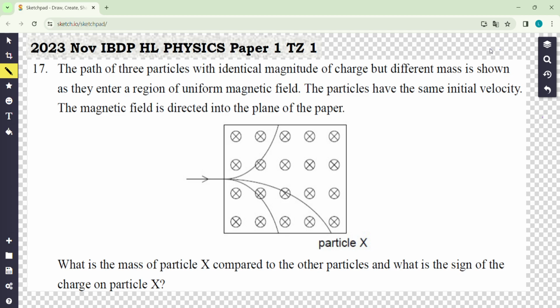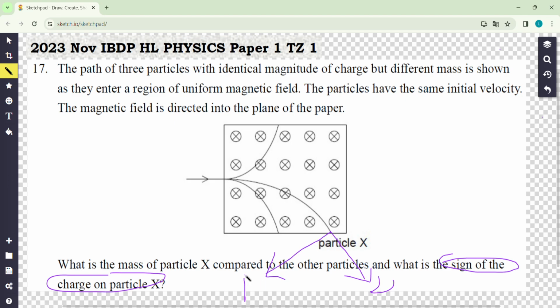Hello everybody, this question is about rotation of a charged particle in a uniform magnetic field. First of all, we talk about the sign of the charge of particle X. Observe that X is moving in this way, so the velocity is this way. And it is turning in this way, so the centripetal force and magnetic force are in this direction.